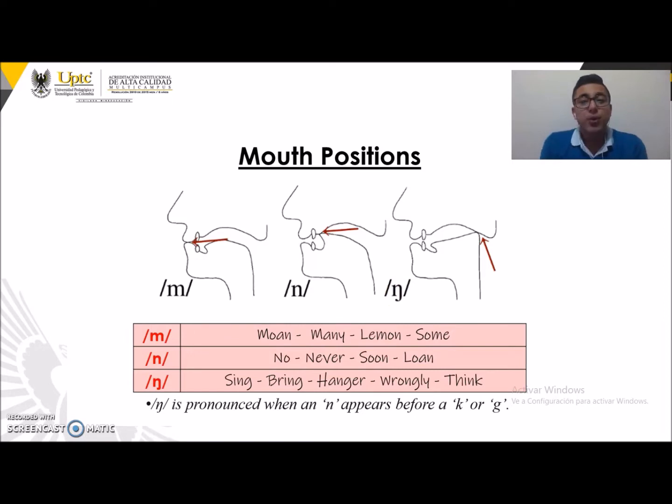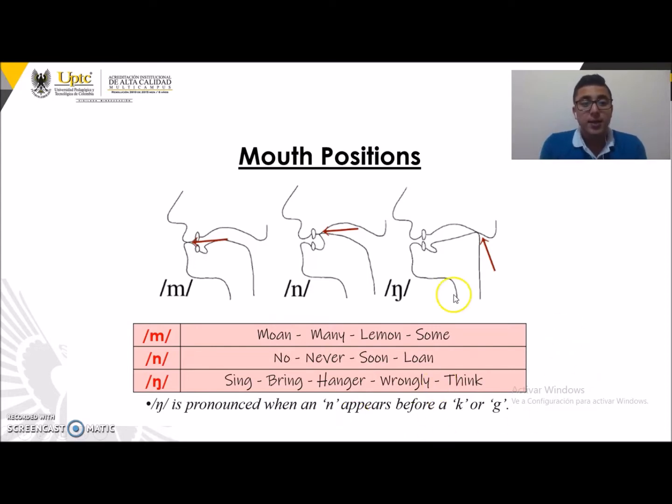Let's put it into practice, because maybe you still do not understand, but as soon as you pronounce them, you're going to realize that it's pretty easy. The first example is mon, then we have money, lemon, and some. Remember to put emphasis on the sound, because otherwise it's not going to sound like an M, but instead it will sound like an N, and we don't want that because N is the second one.